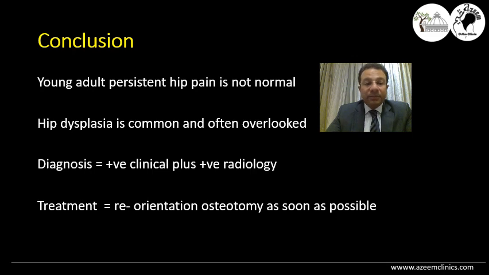Finally, in summary, young adult persistent hip pain is not normal and should be properly investigated to reach the underlying cause. Hip dysplasia is common and is often overlooked. Diagnosis relies on a positive clinical plus a positive radiographic finding. Any positive clinical or radiographic sign alone is not diagnostic. Both together are diagnostic.